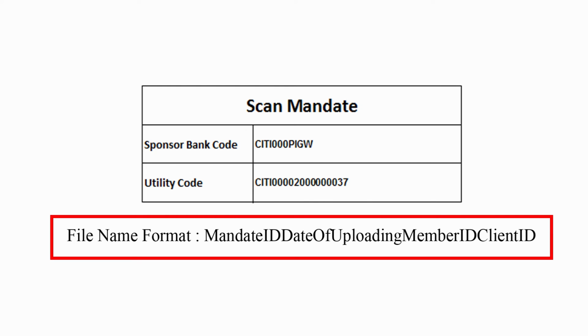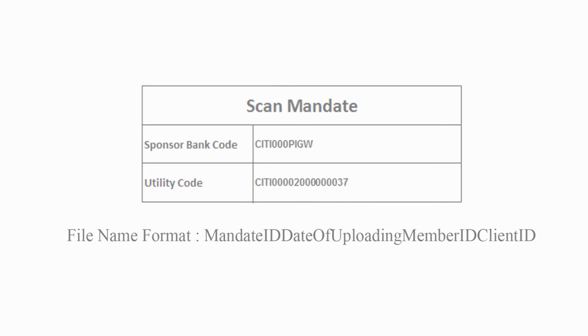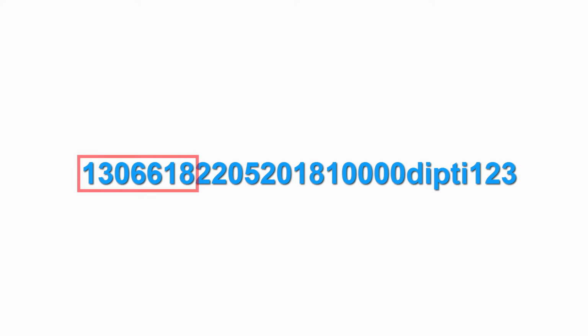For an example, for this particular client, the mandate ID would be mentioned first, then the date, as in the date of today is the 22nd of May 2018. So, it would be 22052018. Then the member code, that is 10000, and the client code, that is DIPTI123.